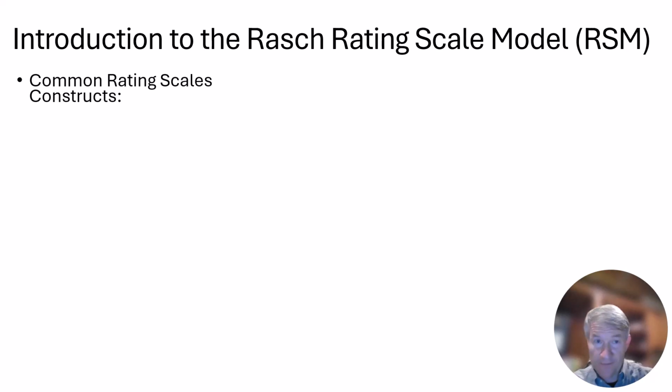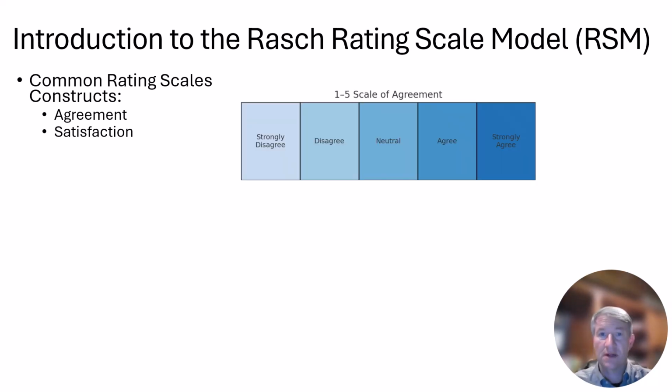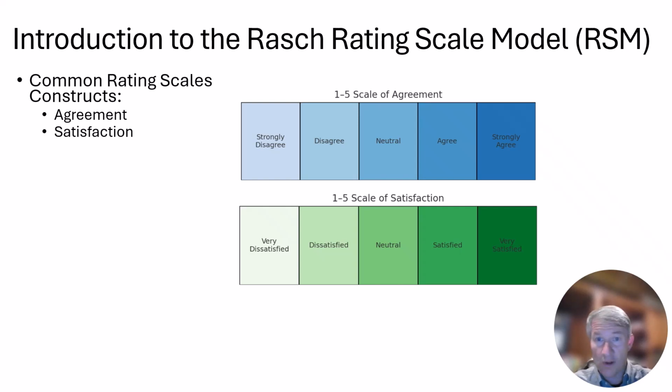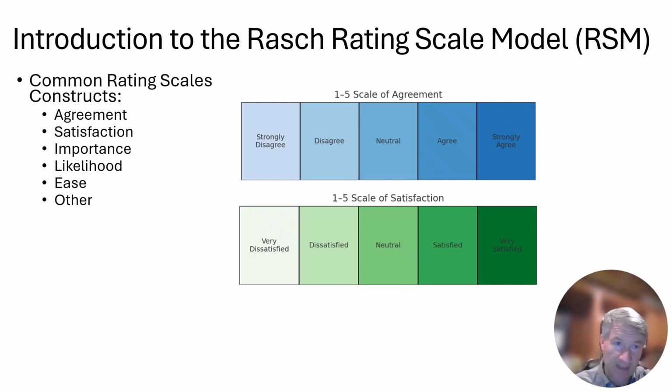We're all somewhat familiar with common rating scale constructs. We've seen agreement scales, we've seen satisfaction scales, right? Here are two types of 1 to 5 scales of agreement and satisfaction, respectively, where agreement is varying across 5 ordered categories from strongly disagree to strongly agree, and satisfaction varying across 5 categories from very dissatisfied to very satisfied. And there are other types of constructs that are measured using rating scales, including importance, likelihood of something happening, ease of doing something, and many others.